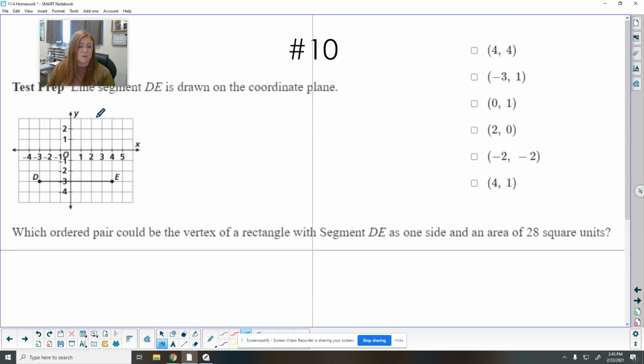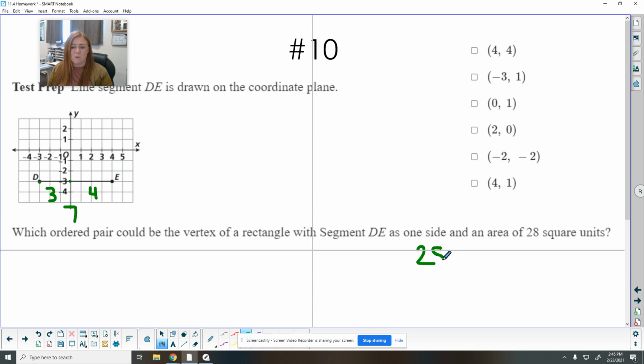Number 10 wants us, so line segment DE is graphed here. Which ordered pair could be the vertex of a rectangle with DE as one side and an area of 28? So DE has to be one side. So if we do the other side, will this be 28? So let's figure out how long is DE first. So to get from 0 to D, how many did we go over? 3. To get from 0 to E, how many did we go over? 4. So this side is 7.